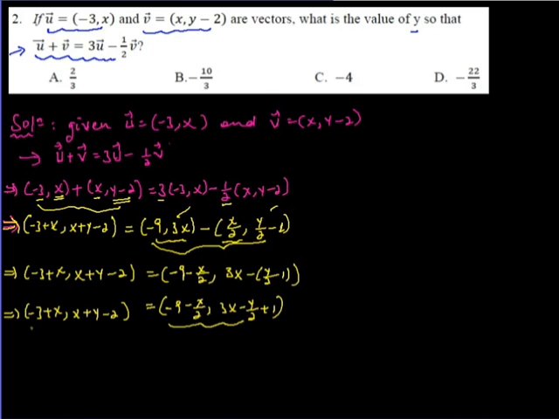Now, two vectors which are given in component form will be equal if their corresponding entries are the same. That means -3 plus x must be the same as -9 minus x/2. So from here, -3 plus x must be the same as -9 minus x/2. At the same time, their second entries, x plus y - 2 must be the same as 3x minus y/2 plus 1. So x plus y - 2 is the same as 3x minus y/2 plus 1.